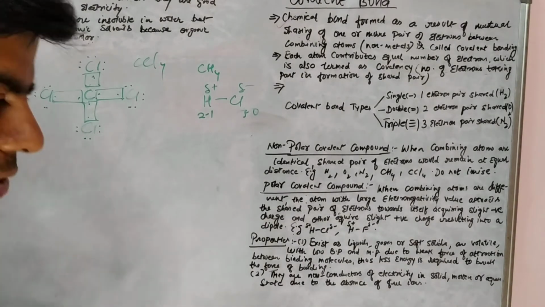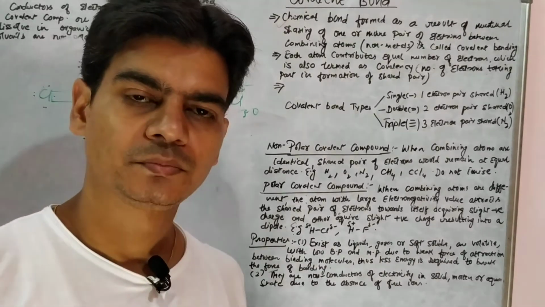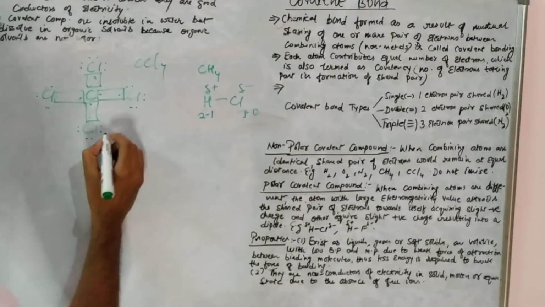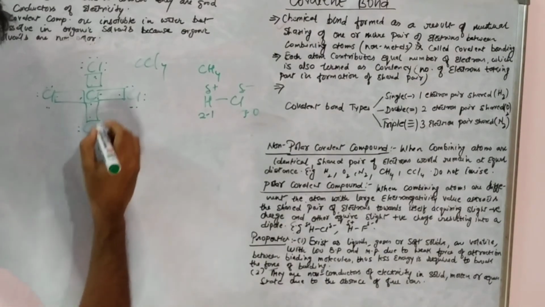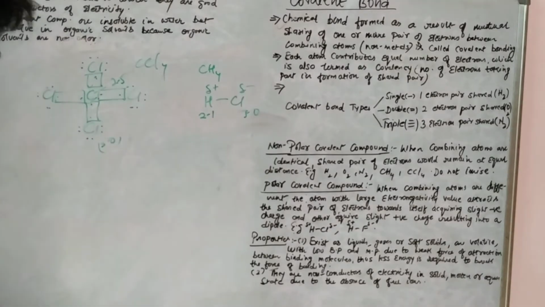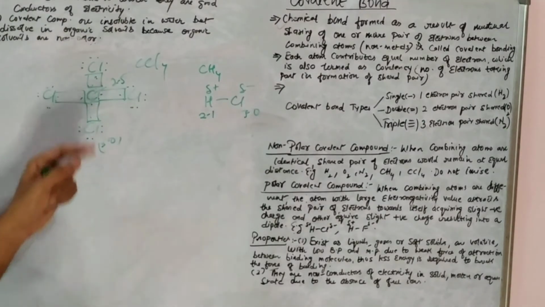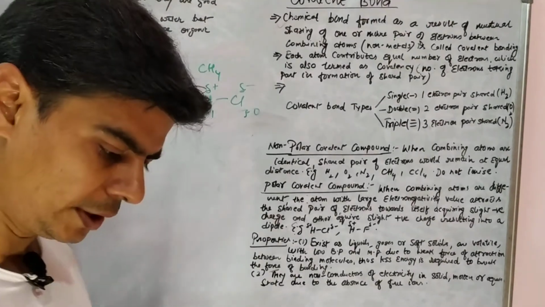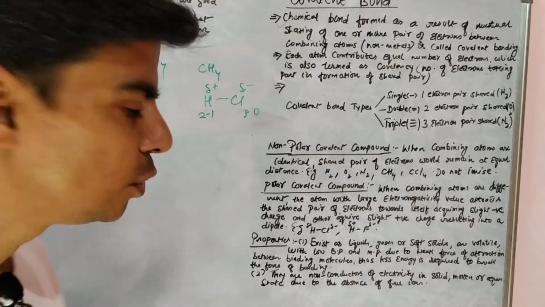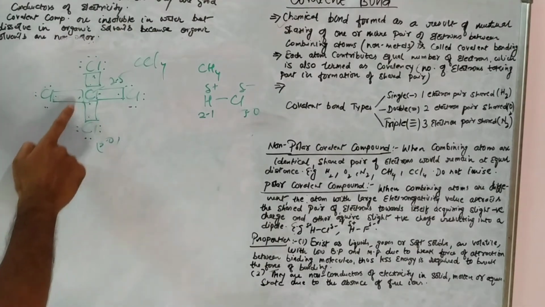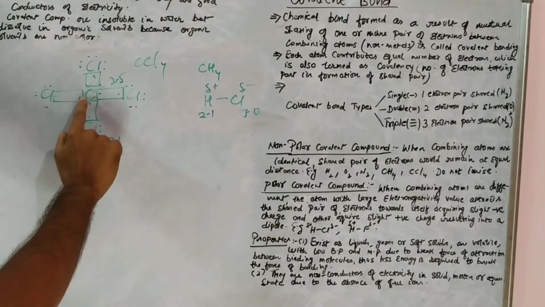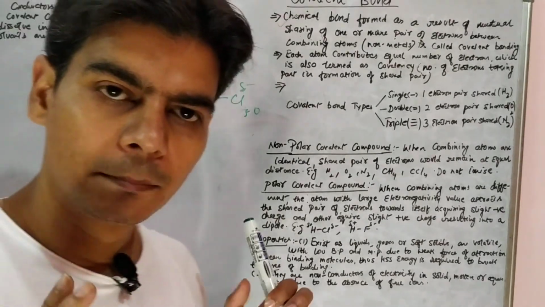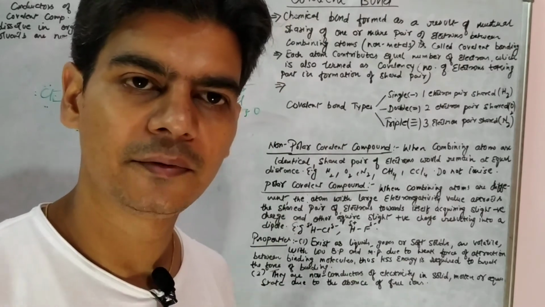And this molecule is also non-polar. Why? Because of the small electronegativity difference between chlorine and carbon. The electronegativity of chlorine is around 3.0 and that of carbon is 2.5. So the electronegativity difference is small, due to which all the C-Cl bonds in CCl4 are non-polar.